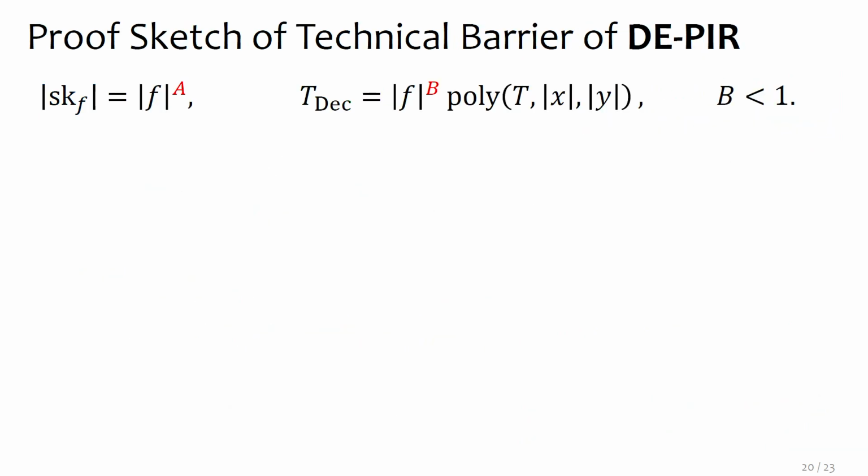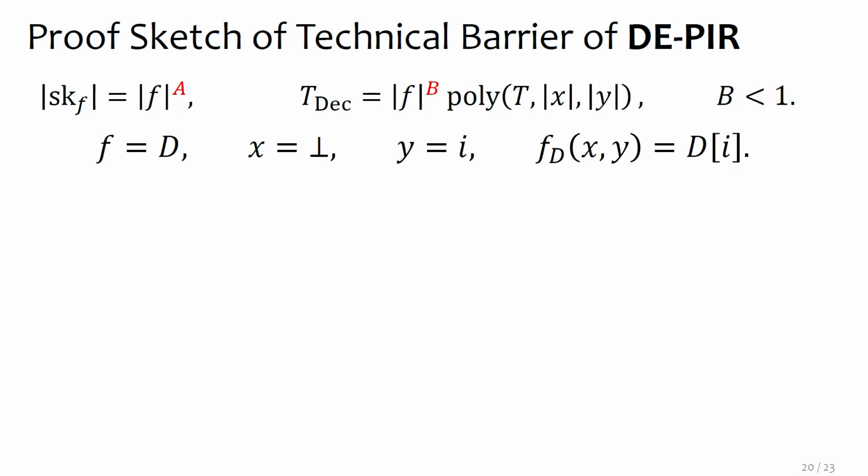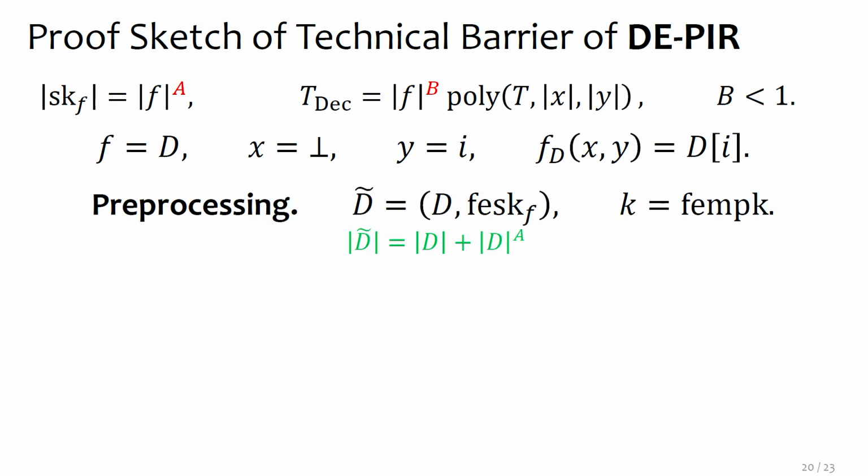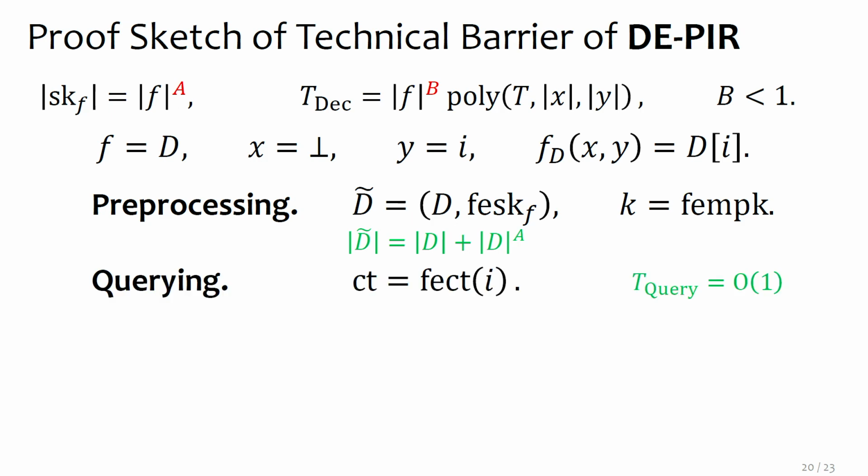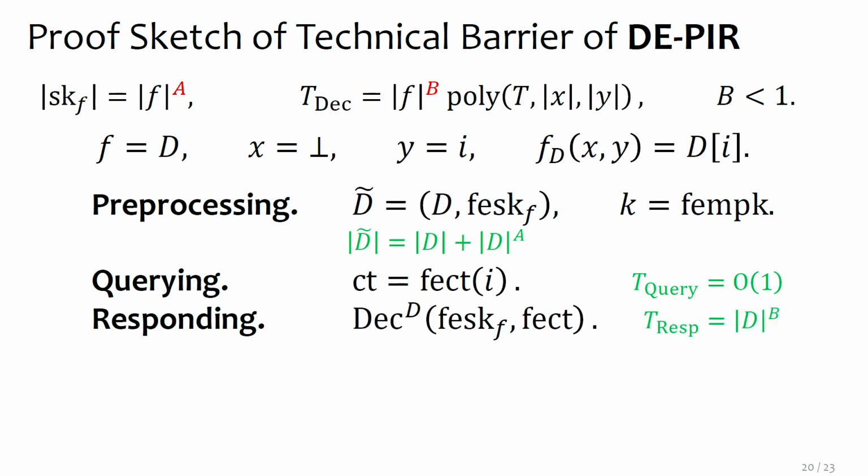And the second thing I want to give in this talk is the proof sketch of the technical barrier of DEPIR. Suppose the secret key is now F to the a, and the decryption time is F to the b, with b less than 1. To implement a DEPIR, the simplest way is just to let the function be described by the database, and the private input Y is the index that I want to query. And F of X, Y is just going to be D sub I. And for the DEPIR, the preprocessed database is just going to be the database itself plus the functional encryption secret key, and the key will be the functional encryption master public key. And to query, we just generate a functional encryption secret key for the index. And to respond, we just do the decryption.